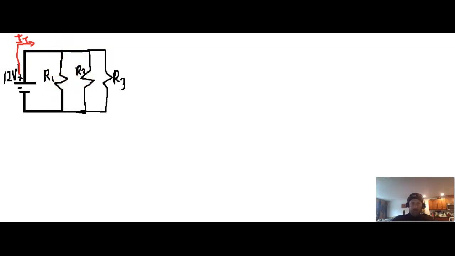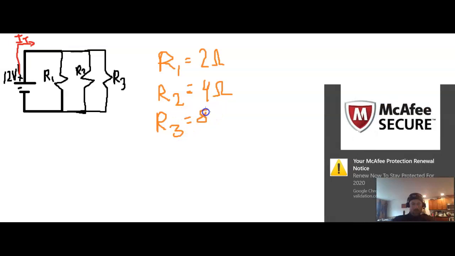Let's say that resistor 1, I'm going to choose orange. Orange seems fun. Resistor 1, I'm going to say has a value of 2 ohms. And resistor 2, let's say has a value of 4 ohms. And resistor 3 is a value of 8 ohms. So 3 different resistors, 3 different values. And let's see what this looks like.